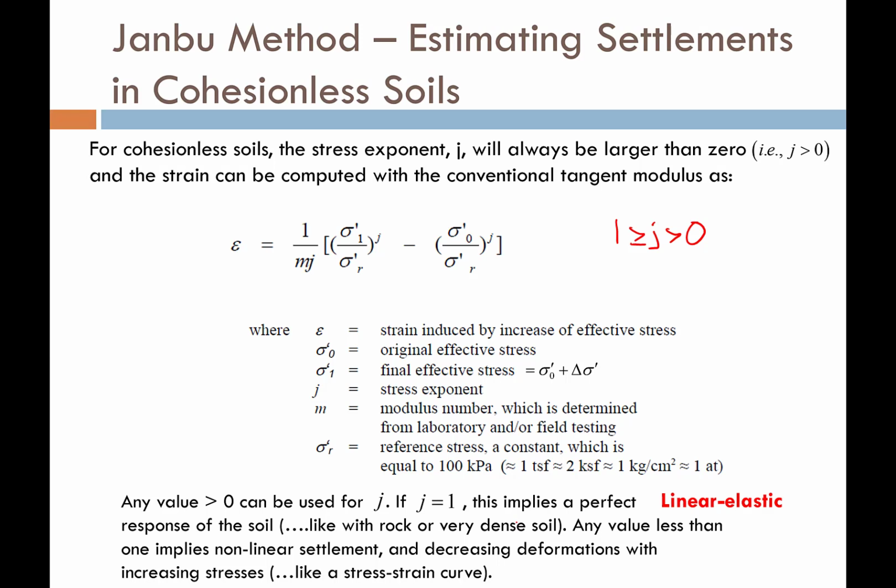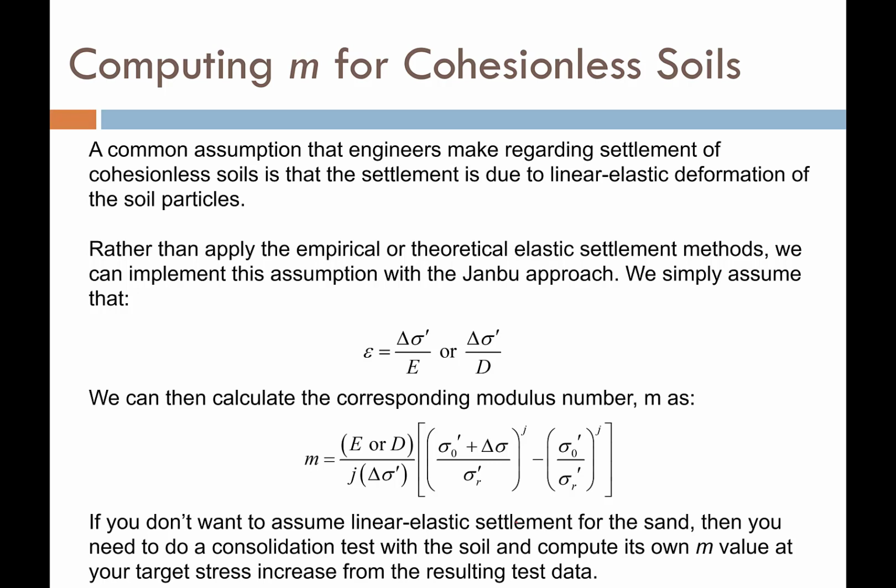Now, what if I have a soil that is non-elastic, that is plastic? So say I have a silty sand or a clayey sand. Well, in that case, J is going to be less than 1 but greater than 0. If you have no clue what J should be, then just using 0.5 is a great guess. And what about M? We need to come up with a modulus for our soil. Well, the best way to get the modulus is to measure it.